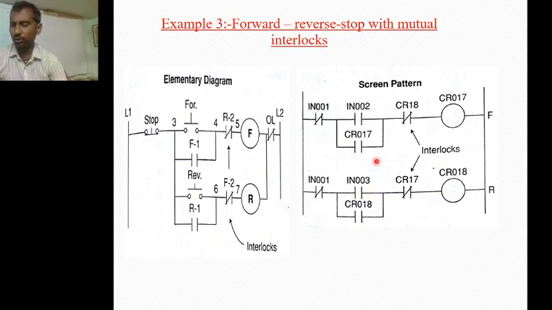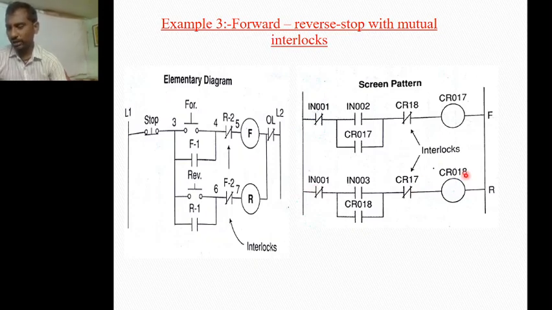So for that, what do I have to do? I have to close the IN003 contact. When I start the IN003, initially it is an open contact. When I make it on, it acts as a closed contact. So this one is a closed contact, and this one is a closed contact, and this one is a closed contact. So we have to provide one path for the CR018.